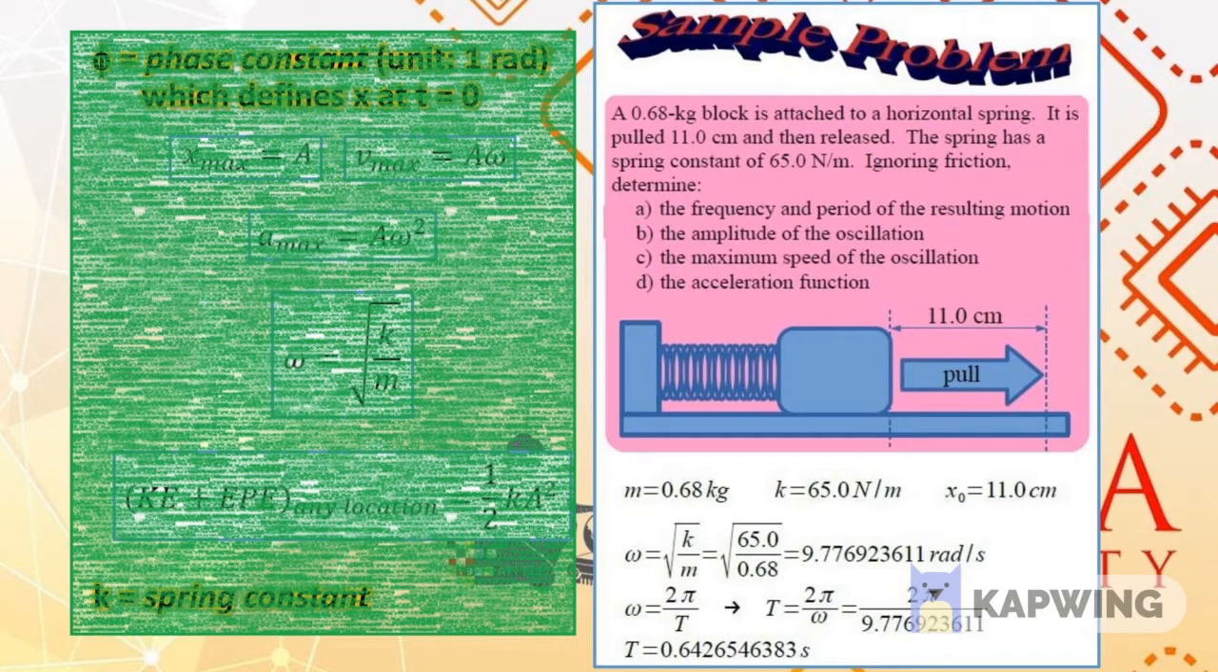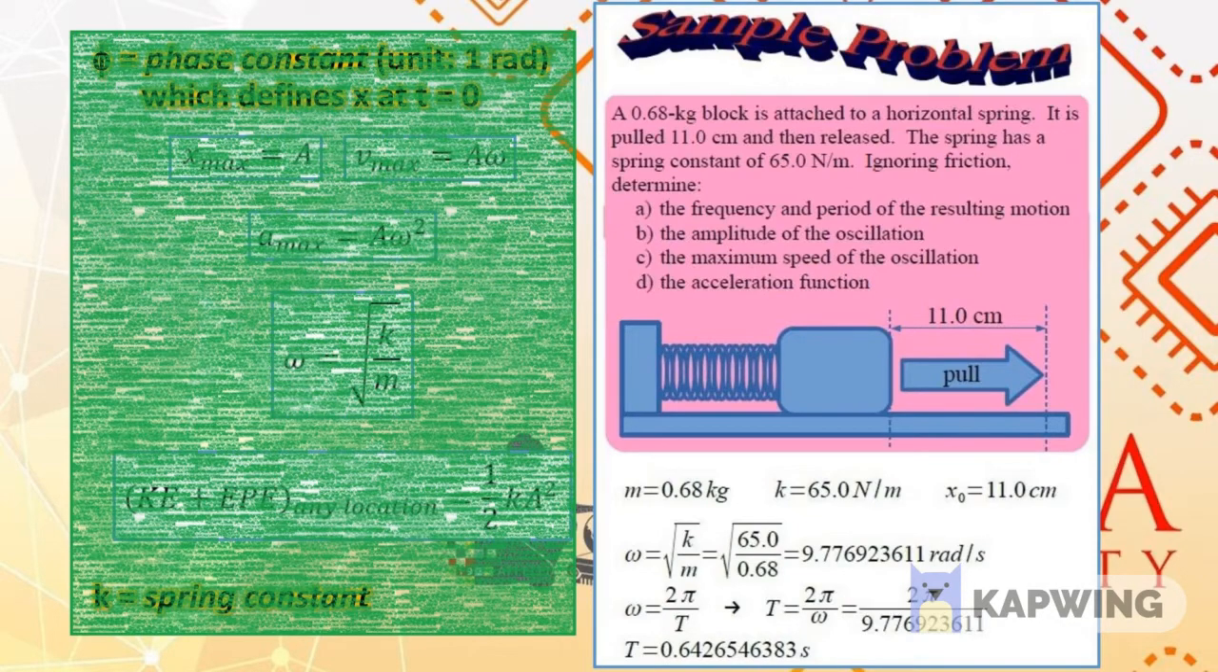Ignoring friction, determine the following: the frequency and period of the resulting motion, the amplitude of the oscillation, the maximum speed that the object can reach in the oscillation, and write down the acceleration function. M is equal to 0.68 kilograms. Let K be 65 Newton per meter, and let x initial, x naught, be 11 centimeters.